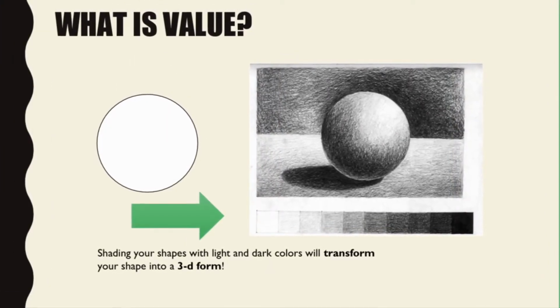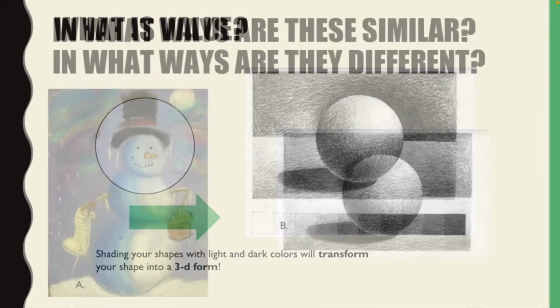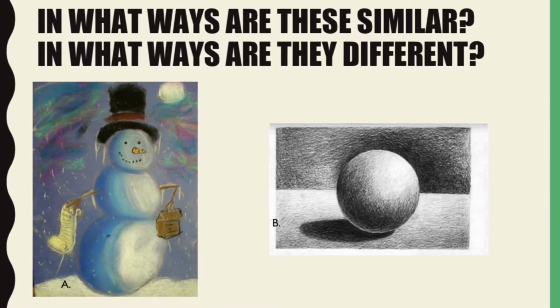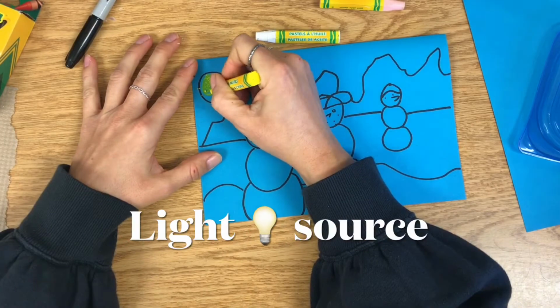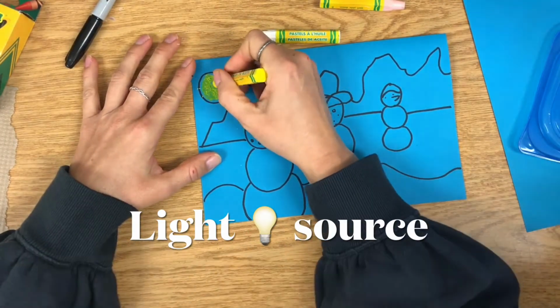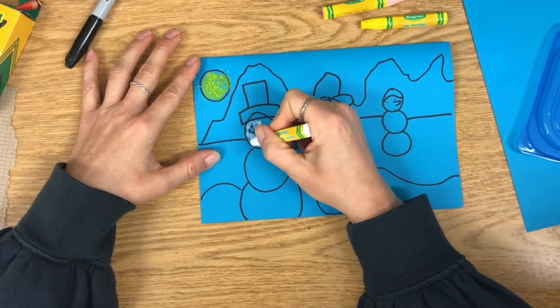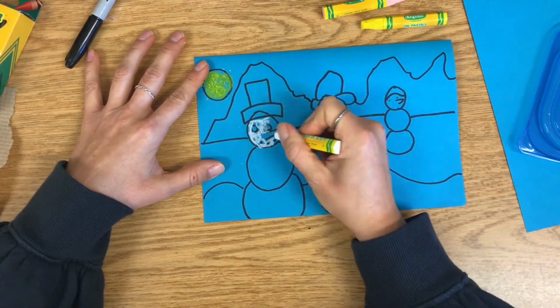So here we have a flat shape on the left, a circle, and on the right we have value and form. Value is how you shade. So we're going to apply that shading to our snowmen. And the first step is to use a light source so you can see where the light is shining on your forms. So the forms here are going to be our snowmen.